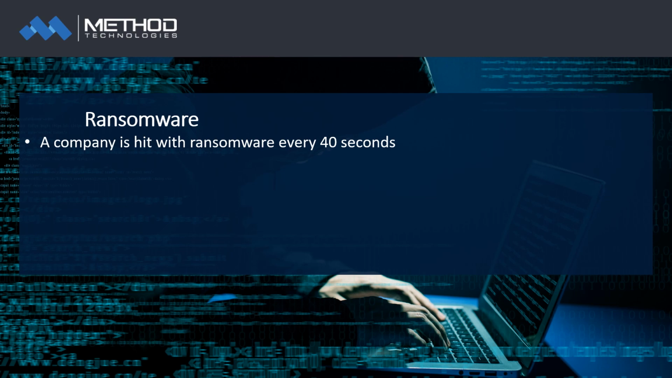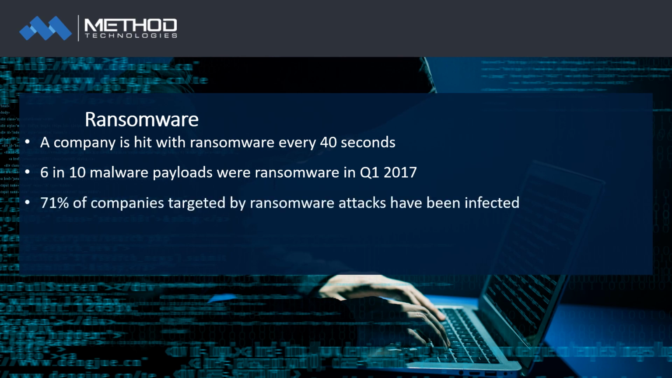Some basic ransomware statistics. A company is hit with ransomware every 40 seconds. You can see here it's a very big problem in the industry. 6 in 10 email malware payloads were ransomware in the first quarter of 2017. That number is pretty consistent and stays relevant to this day. A large number of these malware attacks are going to be ransomware these days. 71% of companies targeted by ransomware have been infected. So if they are targeting you, there's a good chance that you will actually get infected as well.